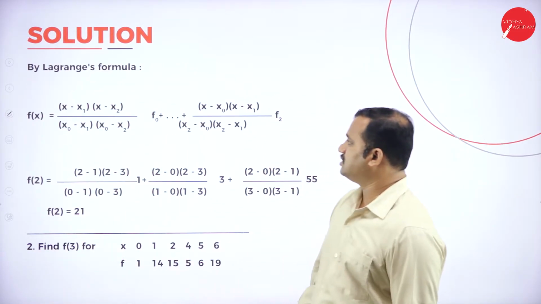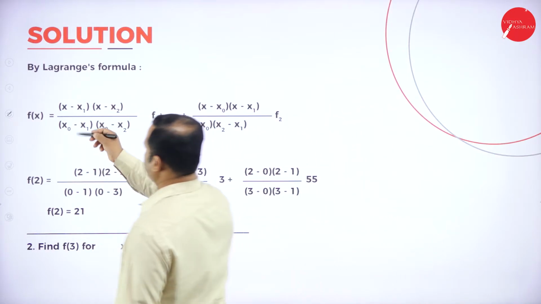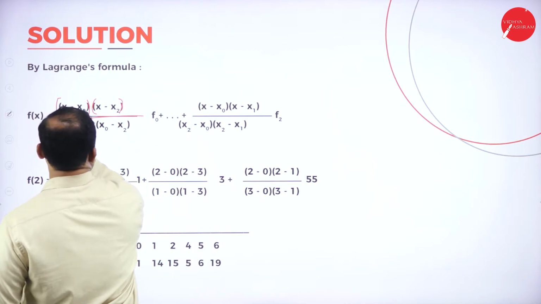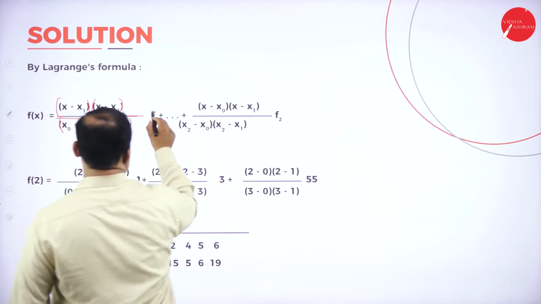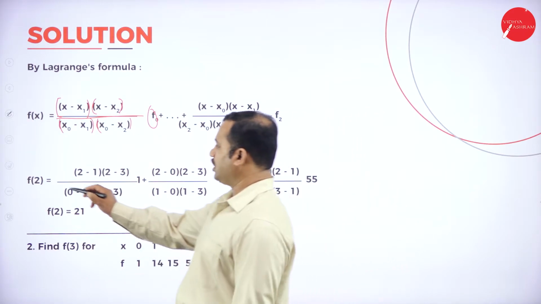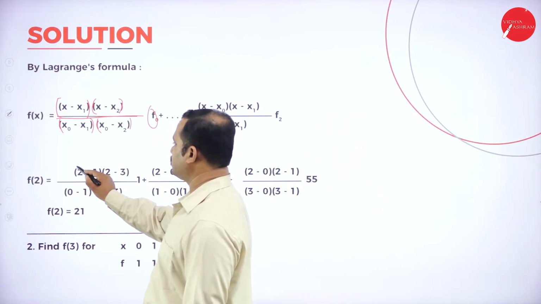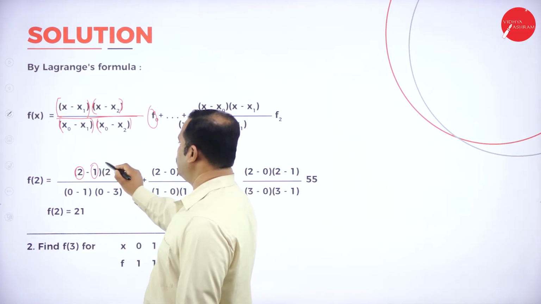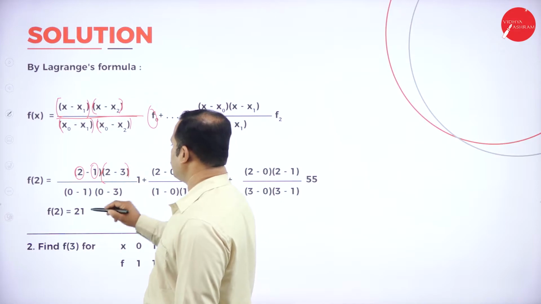So if that is the case, let me apply the Lagrange function f of x: x minus x1, x minus x2, divided by x0 minus x1, x0 minus x2, into f0. So this is the function. If that is the case, see to it. f of 2 is equal to 2 minus 1. What is the value of x? It is 2. What is the value of x1? It is 1. 2 minus 3 is minus 1.